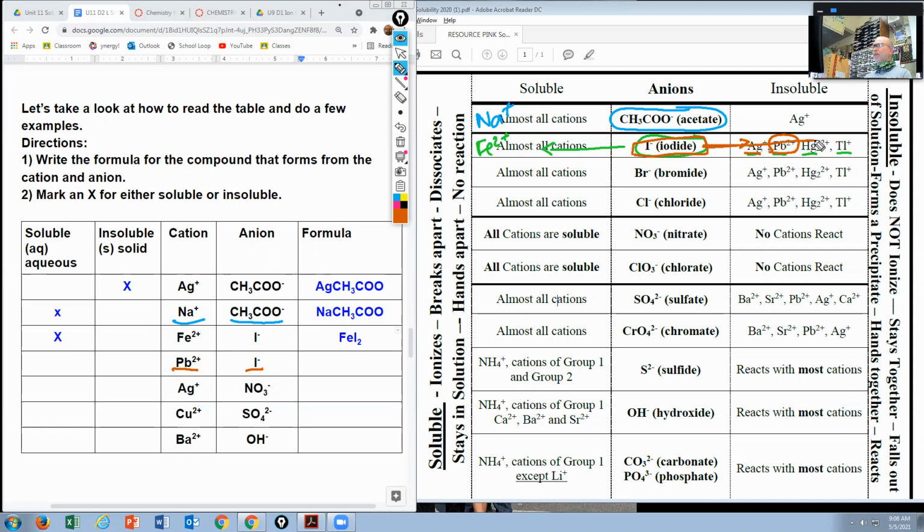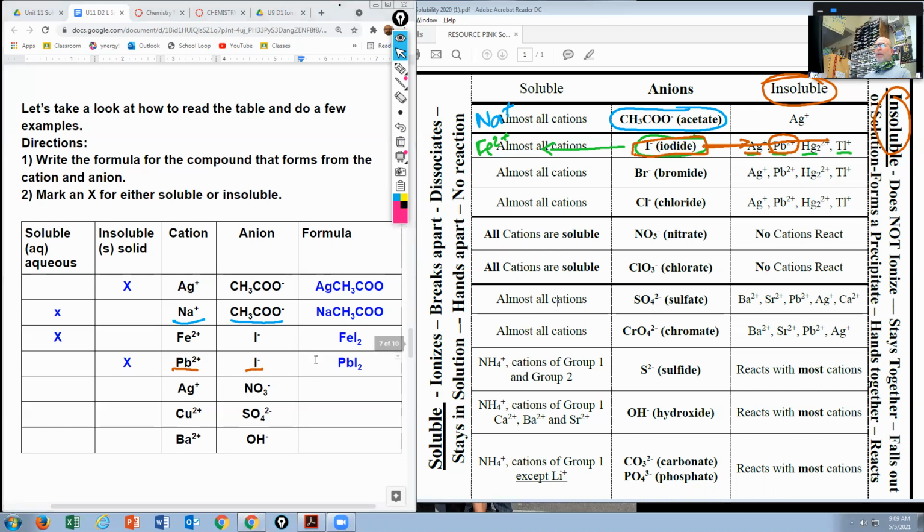If you move in this direction, you're moving towards the insoluble side. And all of a sudden, we know that's going to be insoluble. So this one will be insoluble, which means it stays together. We need to come up with a formula. We have 2 plus and a minus 1. So we're going to need 2 of those iodides to balance that out. Let's go to the next one. Let's make that one pink.